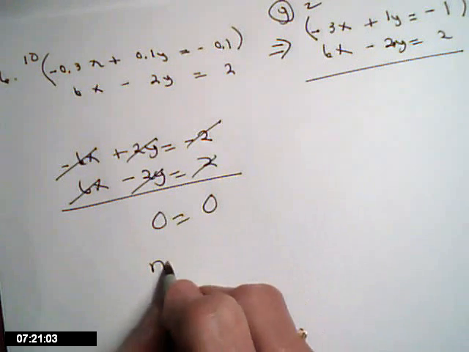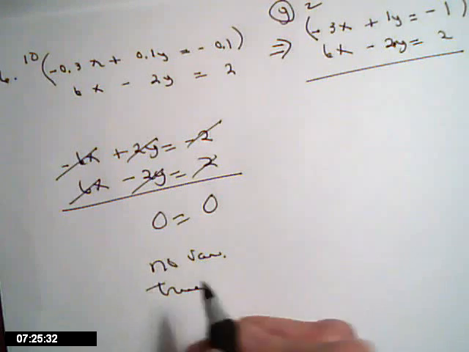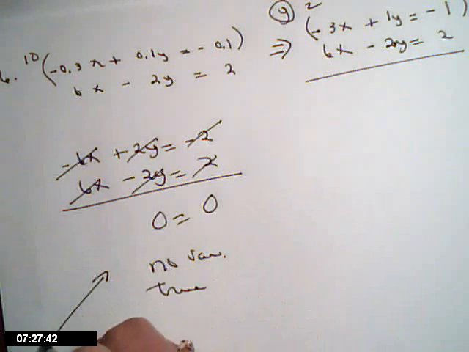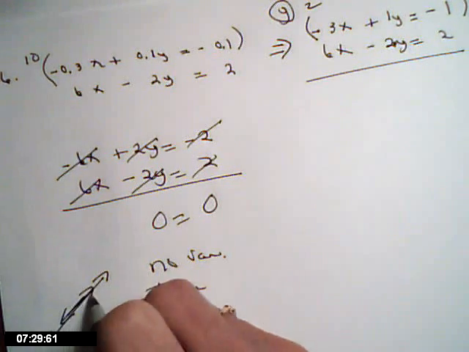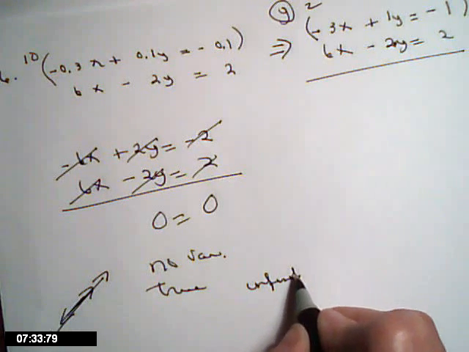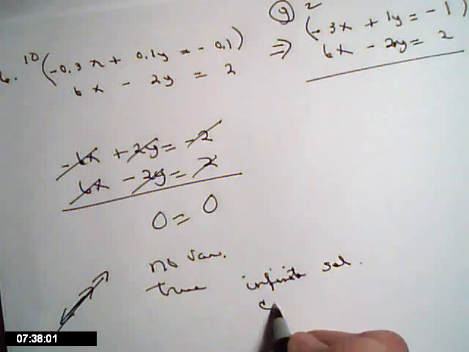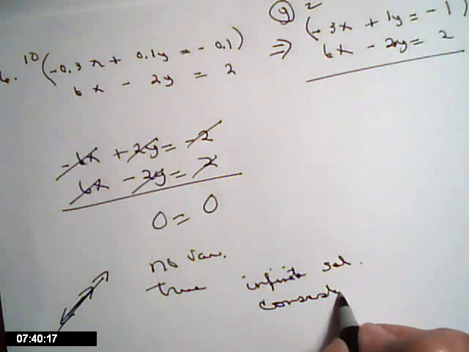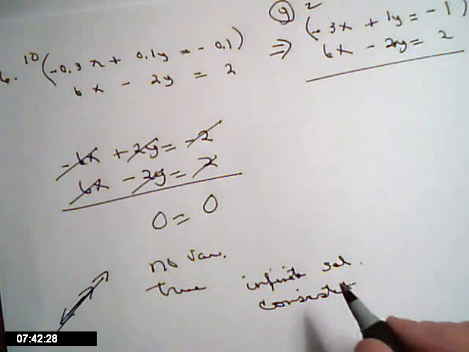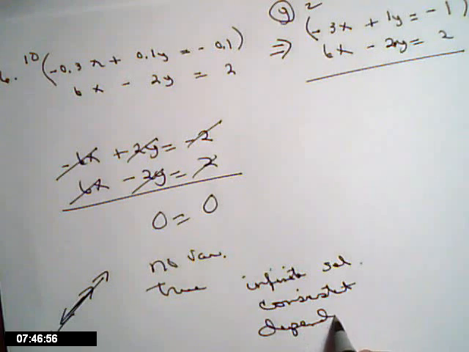Now, I have no variable. The other trick is that I have a true statement. A true statement means one line would fall directly on top of the other line. So you have an infinite number of solutions. Because you have a solution, it is consistent. And because I have one line, or infinite solutions, it is dependent.